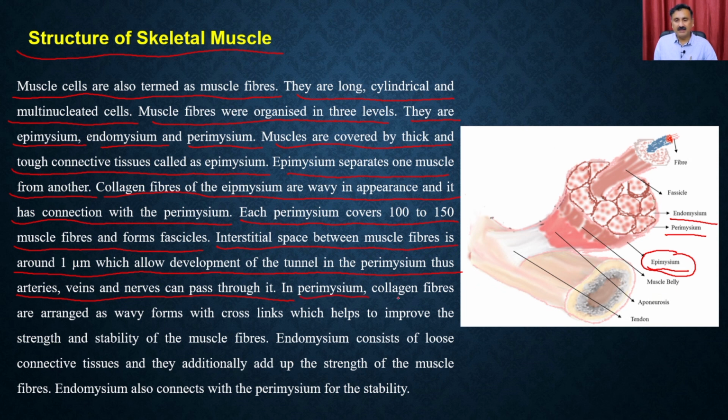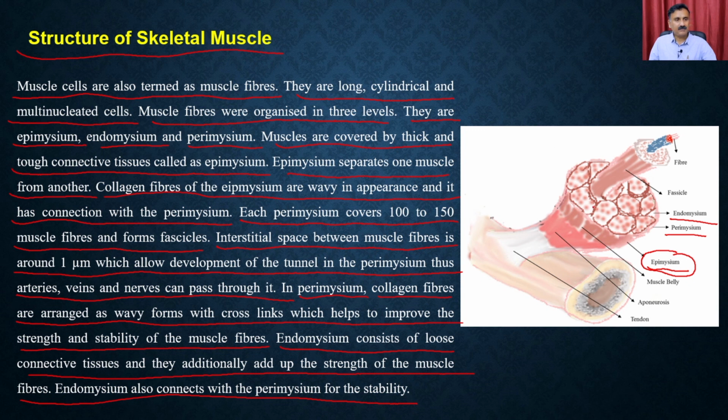In the perimysium, the collagen fibers are arranged in a wavy form with cross-links, which helps to improve the strength and stability of the muscle fibers. Then we have the endomysium. The endomysium consists of loose connective tissue, and it additionally adds to the strength of the muscle fibers. The endomysium is also connected with the perimysium for strength.